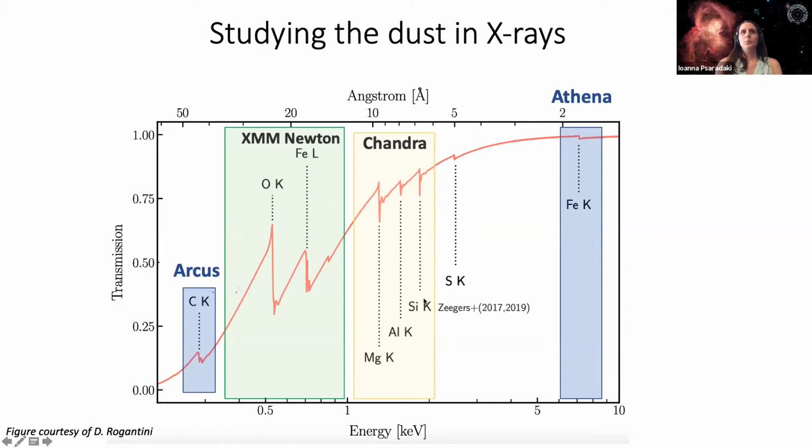In the future, we will be able to study the iron K edge, the dust in the iron K edge, using the Athena telescope, and we will be able to probe very dense environments of the ISM. And also, we might be able to study carbon, the carbonaceous matter of dust grains, using the mission that will be proposed that is called ARCUS.